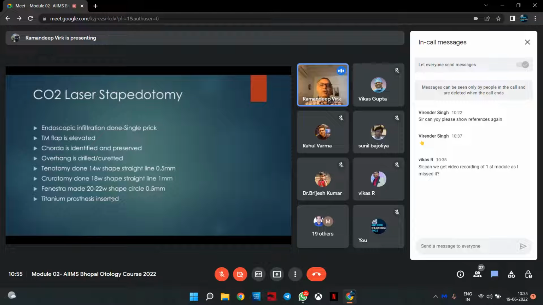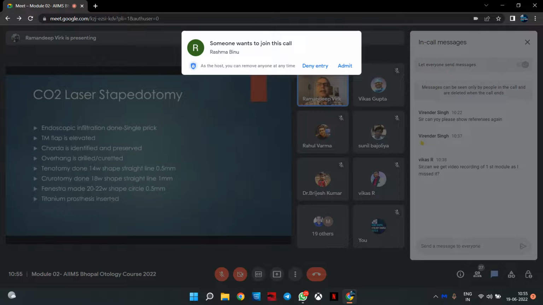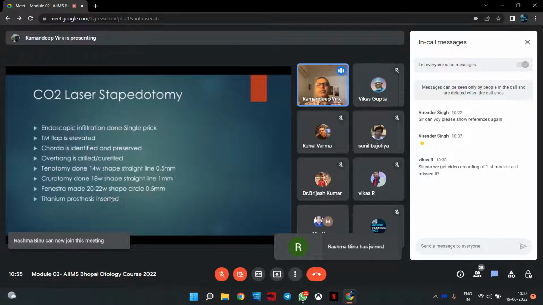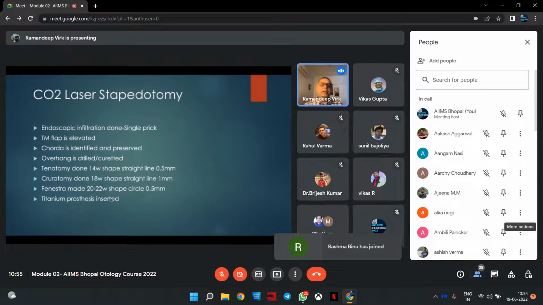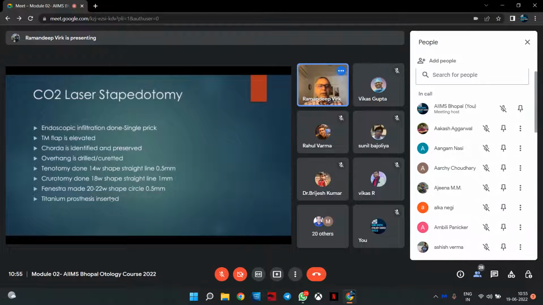So let's start with the carbon dioxide laser stapedotomy. We use the Lumenis AquaPulse Duo machine, and in this micromanipulator, that is a no-touch technique, and it also has a fiber with which you can use a handheld fiber to perform a stapedotomy. So what are the various steps? I will just go through the steps and then we will come to the videos.